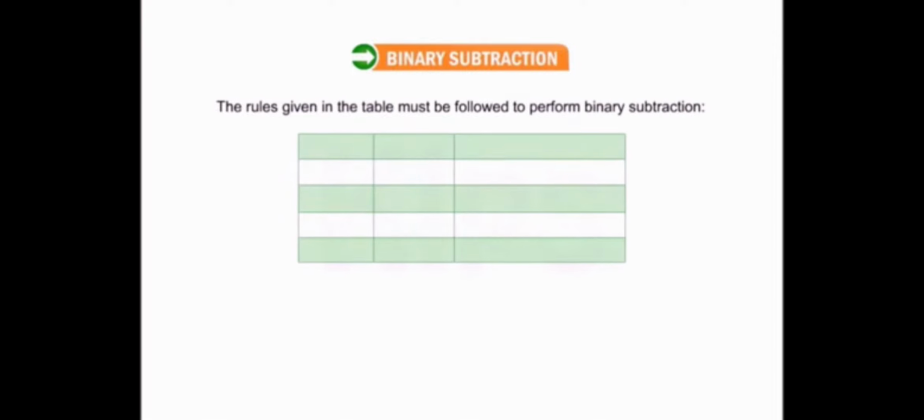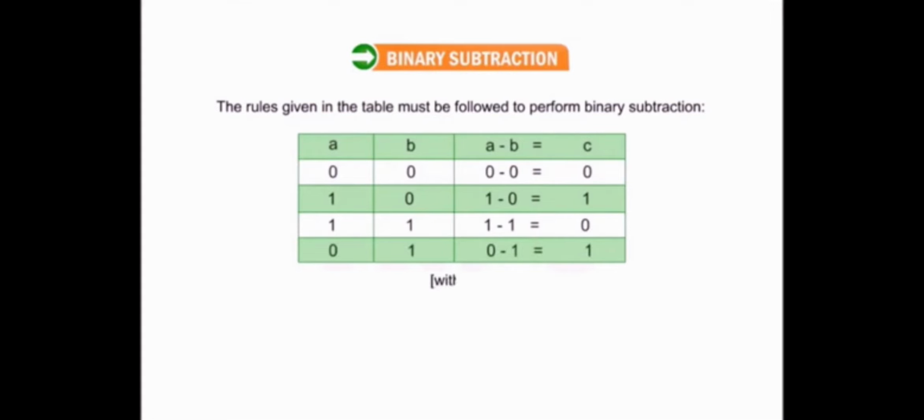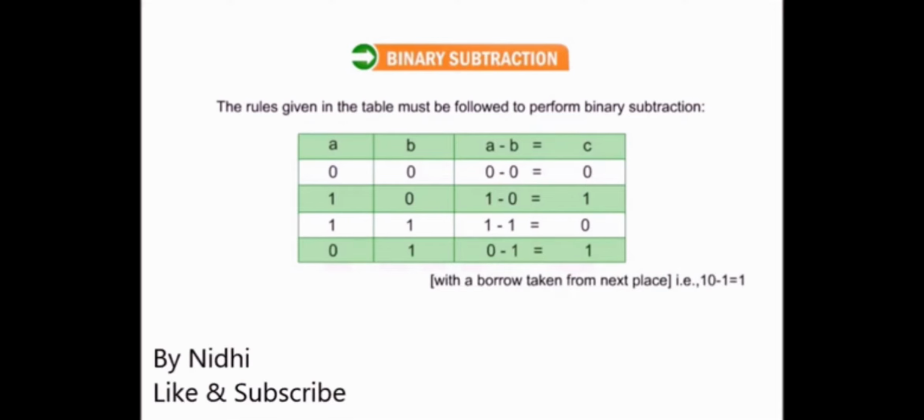Okay, now we shall learn how to subtract binary numbers. The rules given in the table must be followed to perform binary subtraction. A minus B gives C. 0 minus 0 will be 0. 1 minus 0 will be 1. 1 minus 1 gives 0. And 0 minus 1 will give 1, with a borrow taken from the next place. That is, 10 minus 1 is equal to 1.